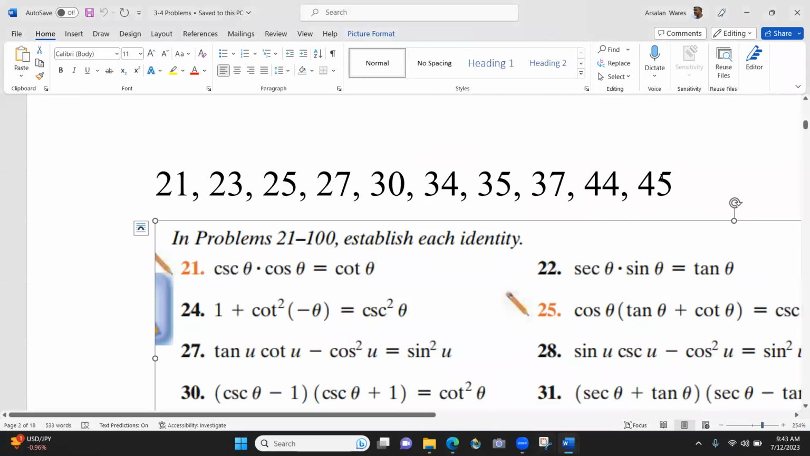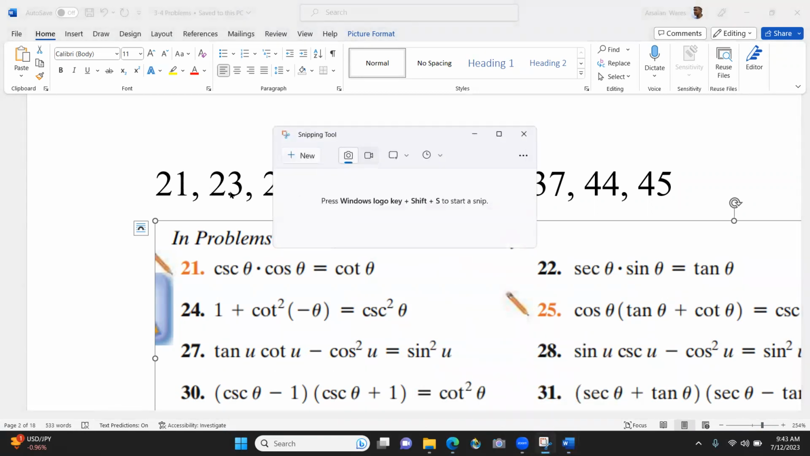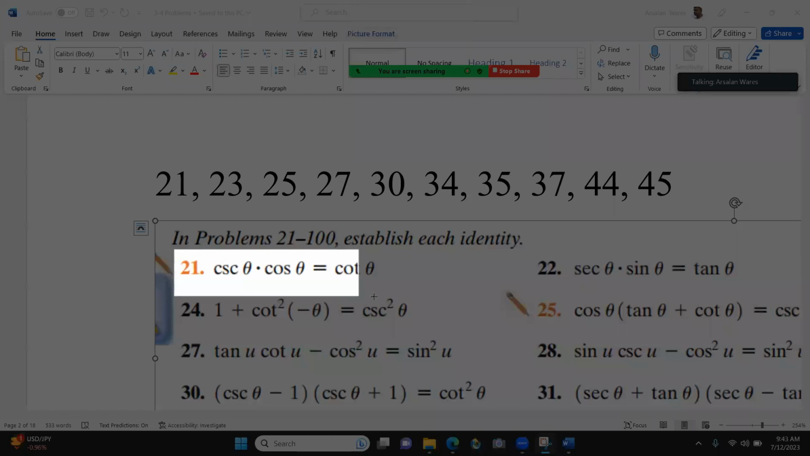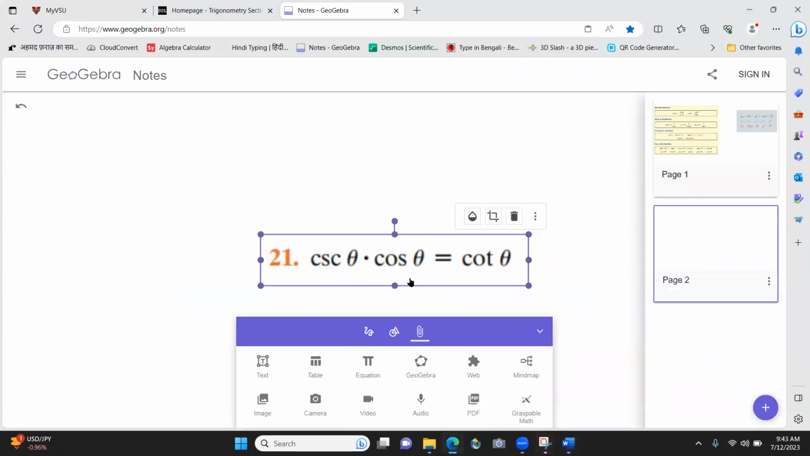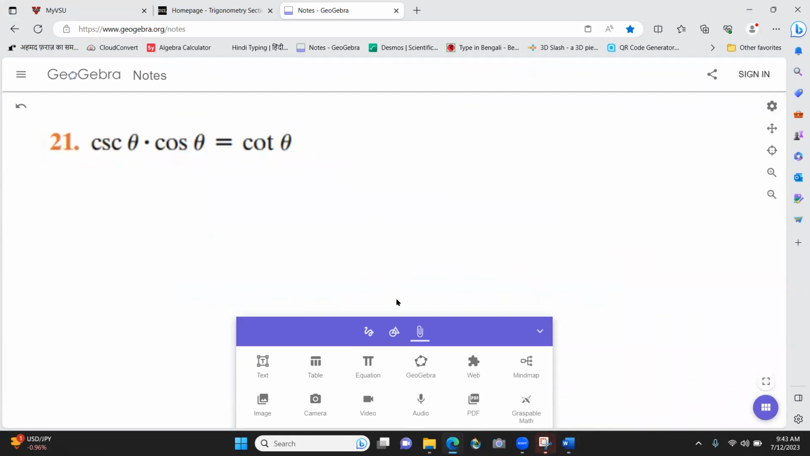So I decided I will do some of these problems. So let's see which ones we can do. I'm going to try the very first one, 21. So 21, I'm going to start with the left-hand side. Okay, the rule is, guys, you start with the left-hand side or the right-hand side, whichever is more complicated. If you can work your way and simplify it so that it's the same as the one on the right-hand side, you're good to go. So that's how I'm going to do it.